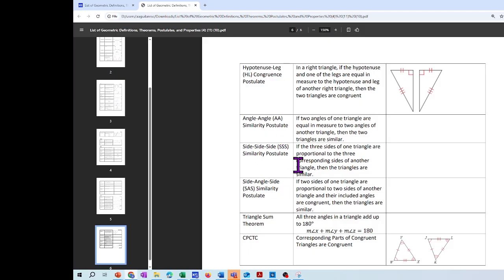And then we have the side, which is the same thing. And then corresponding parts of congruent triangles are congruent. It's this one, where all the sides, you have 1 tick mark, 1 tick mark, 2 tick marks is congruent to this side, 3 tick marks to this other side, and the angles are also congruent. Okay, so this is the list of what you're going to be using.